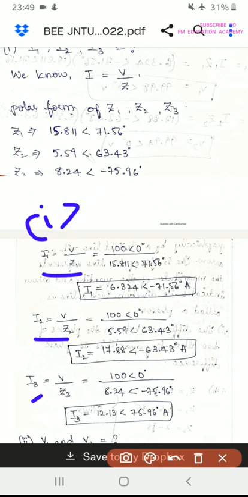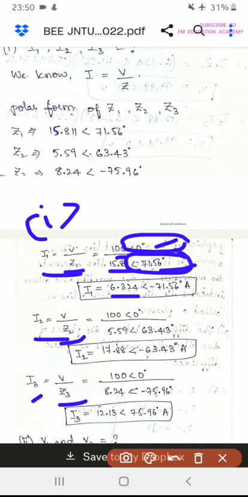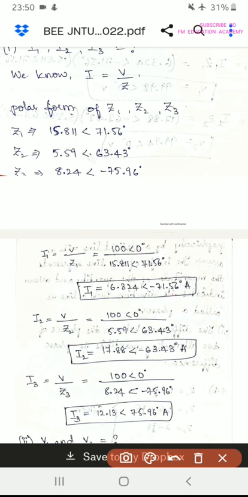The first bit asks to find I1, I2, I3. I1 is V by Z1, I2 is V by Z2, I3 is V by Z3. V is given as 100, which means 100 angle 0. If you divide 100 by 15.81 you will get 6.324, with angle 0 minus 71.36. In case of angles you have to subtract if it is division. So 0 minus 63.43 gives minus 63.43. Similarly here also 0 minus 75.96. You divide these values with a calculator. So we got I1, I2, I3.